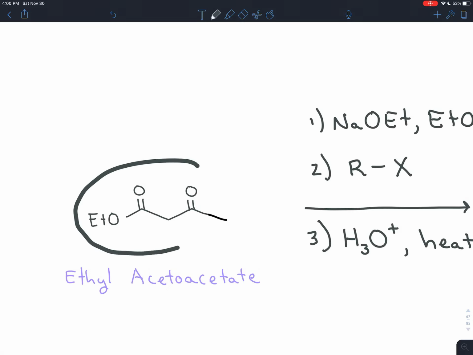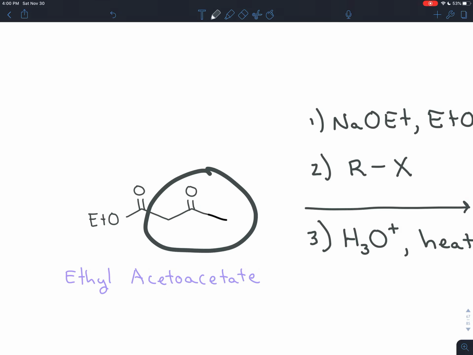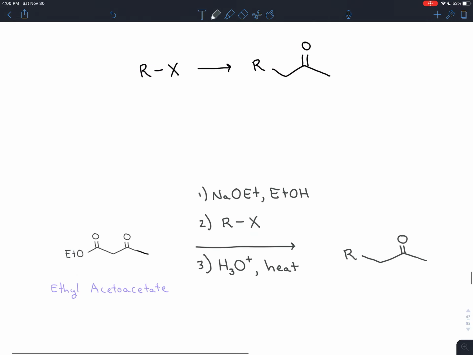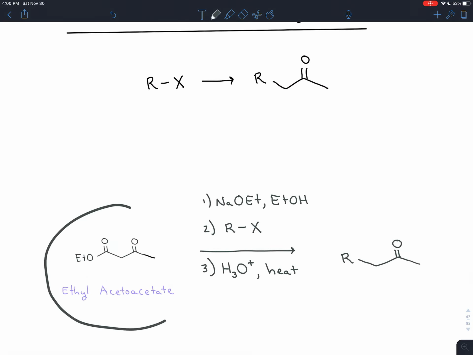You still have the three carbons with the two carbonyls. You still even have one of the ethyl groups of the ester in there. The only difference is instead of an OEt on the other side, you have a methyl group. And so this is the group that's going to be added onto the alkyl group, and the mechanism will really be exactly the same. Now the name for this molecule that's taking the place of diethyl malonate is ethyl acetoacetate.